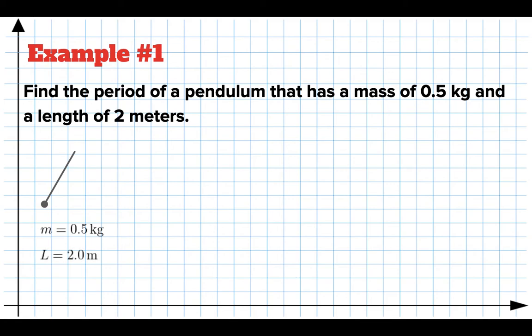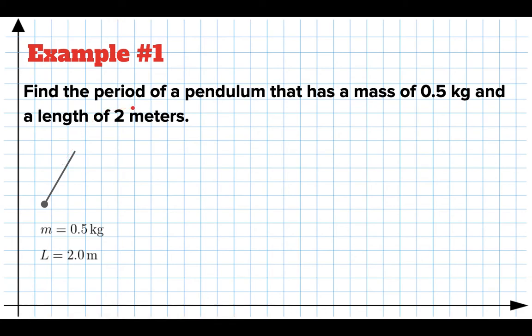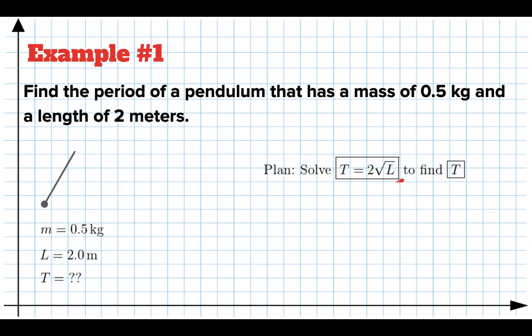The length of this pendulum is 2 meters. It says the length is 2 meters, so we know L is 2 meters. And it says find the period, so we are looking for the period. So we're going to put a question mark down here, okay? So our plan is going to be this. We are going to solve our equation, which we just put in our toolbox. We're going to solve that to find T.